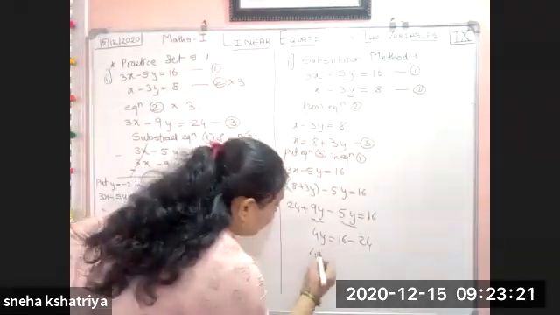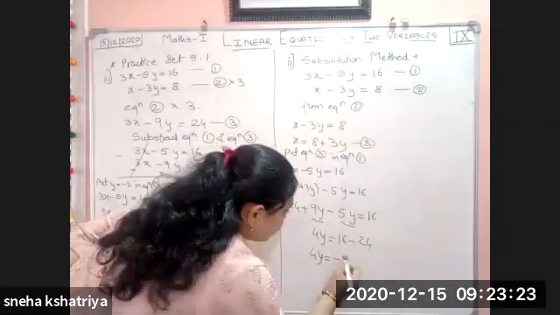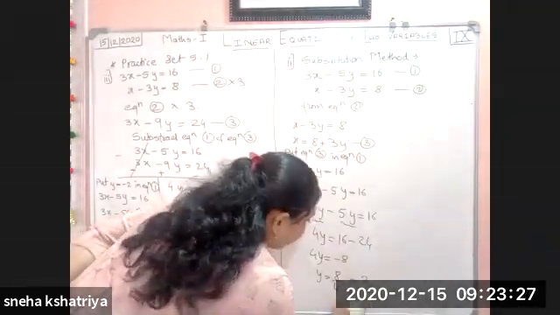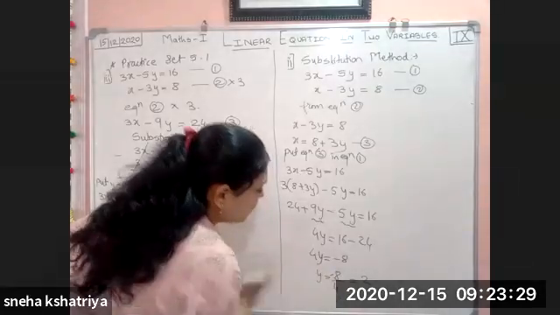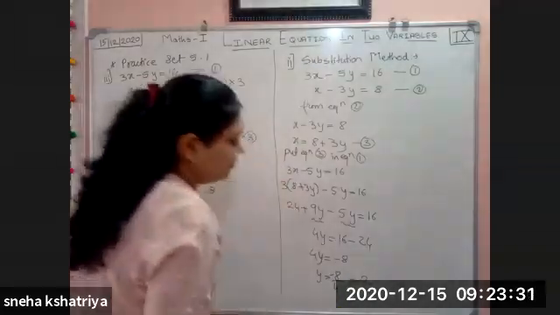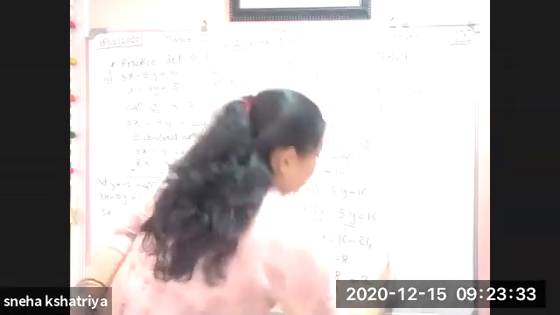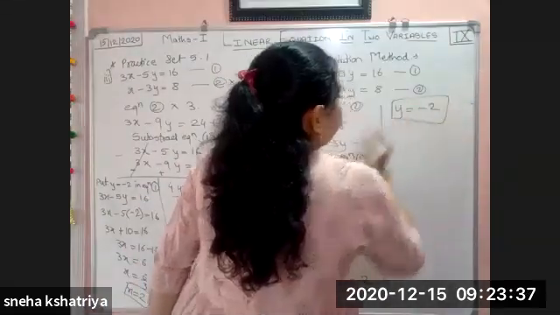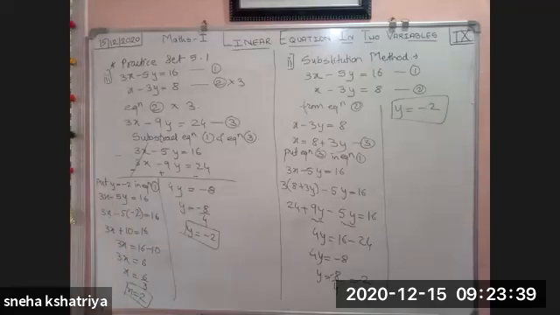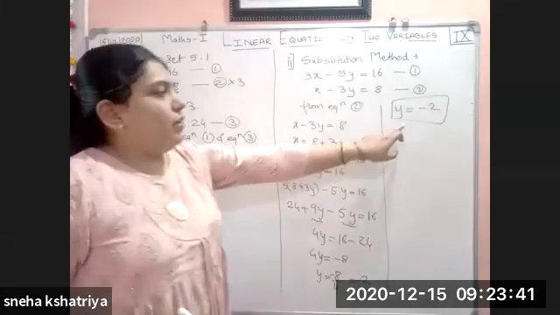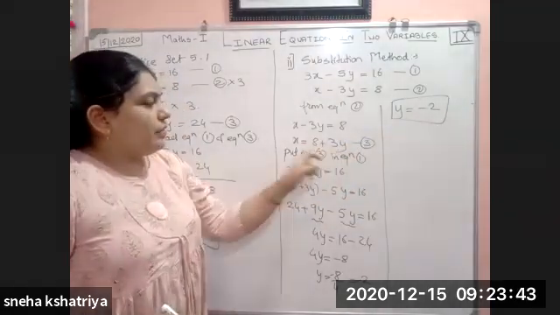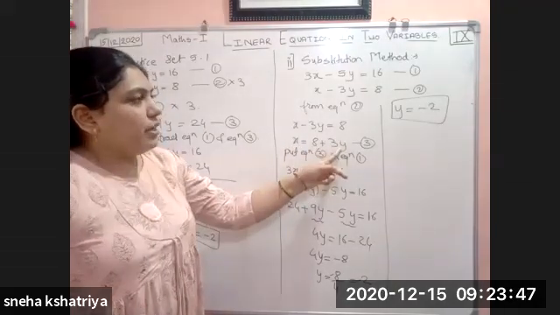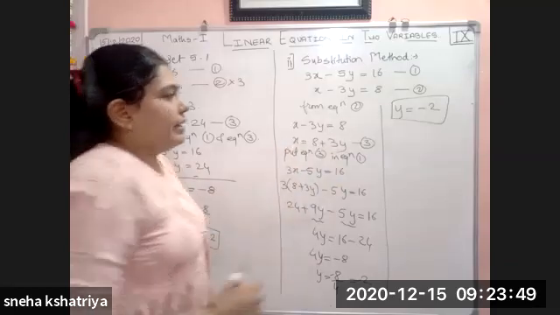So we have 4y is equal to minus 8. y is equal to minus 8 divided by 4, which is equal to minus 2. So we get y is equal to minus 2. Put this value of y in equation 3 because it will become easier. We can get directly the value of x. If we put here the value of y, we will directly get the x.